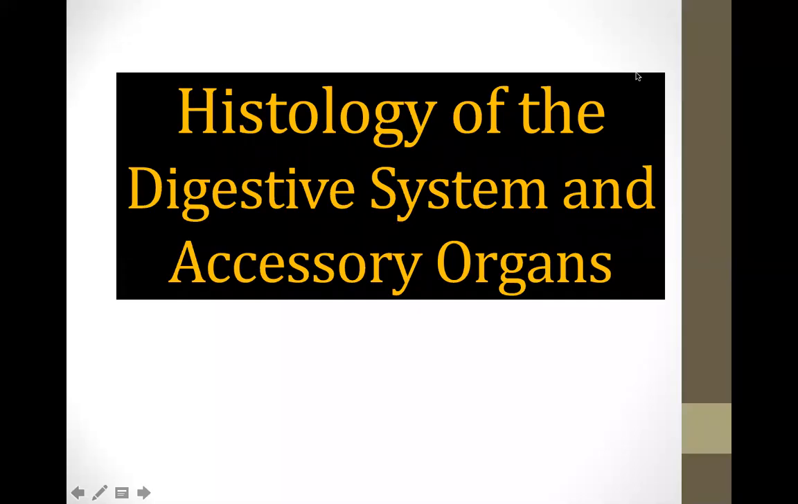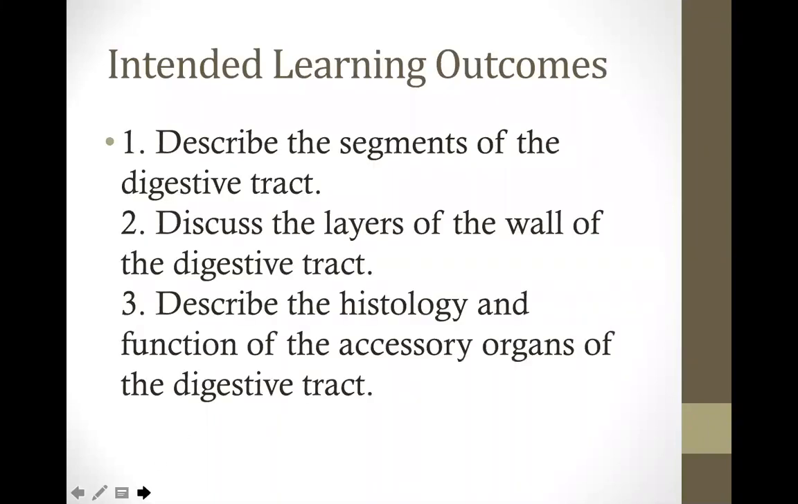Okay, our topic for today would be histology of the digestive system and accessory organs. These are the learning objectives, the intended learning outcomes: to describe the segments of the whole digestive tract, to discuss the layers of the wall, specifically the histological layers of the digestive tract, and to describe the histology and functions of the accessory organs.